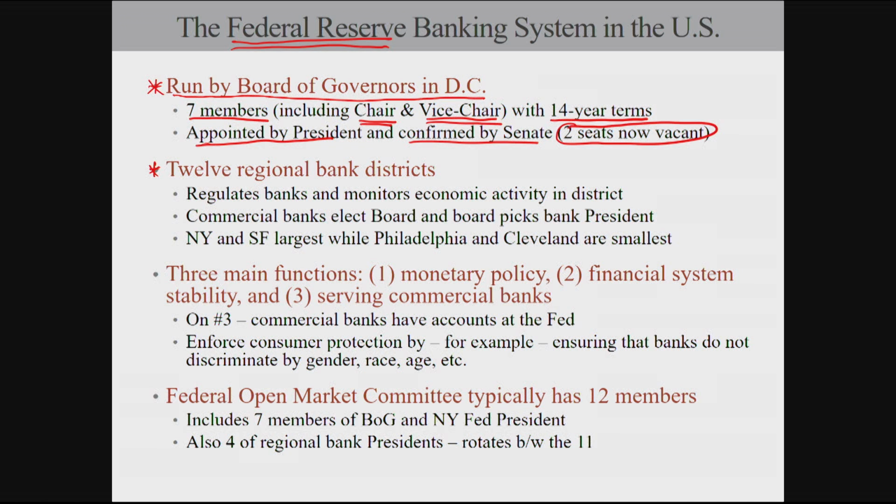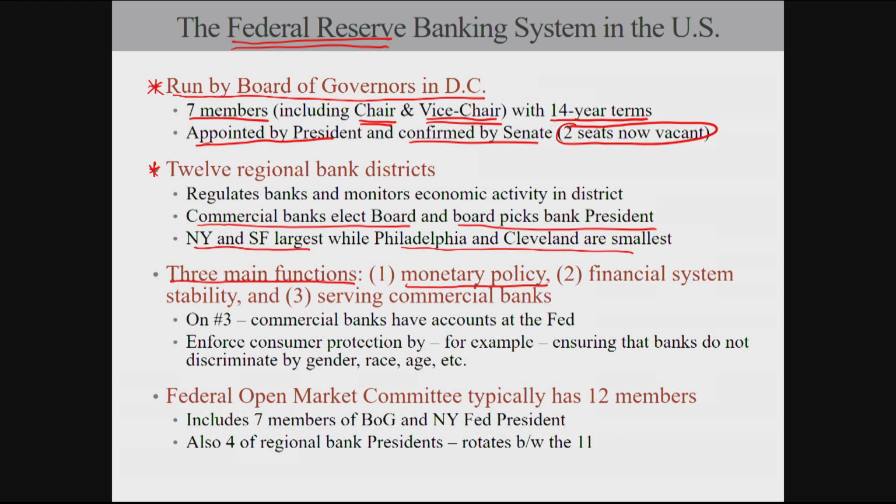So the 12 regional bank districts regulate the banks and monitor economic activity that's taking place in their district. Commercial banks in an area elect the board, and the board picks the president. So New York and San Francisco are the largest districts, whereas Philadelphia and Cleveland are the smallest. And there are 3 main functions for the Federal Reserve. The first is monetary policy. And this monetary policy is what we saw.